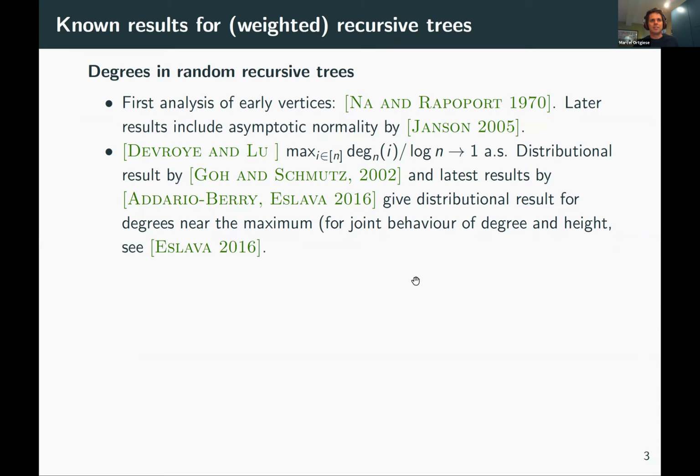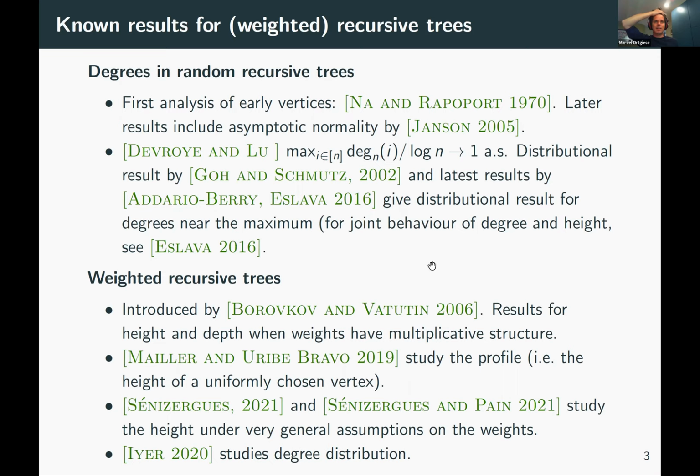All right, then, but what we're really interested in is what do these weights do? And these models have been looked at. For example, Borovkov and Vatutin introduced the model in 2006, but as far as I know, the first results on that look at the height and the depth, but the weights have a multiplicative structure. So they're not IID weights, but they're a product of IID weights, which makes a bit of a difference.